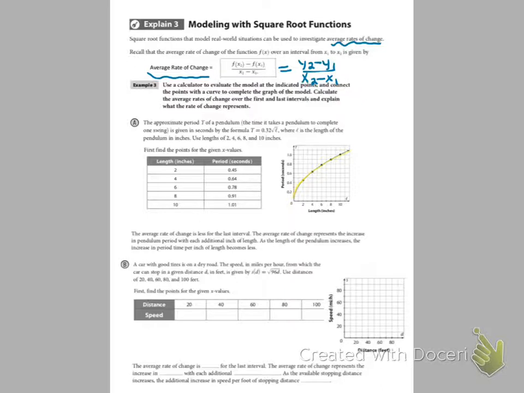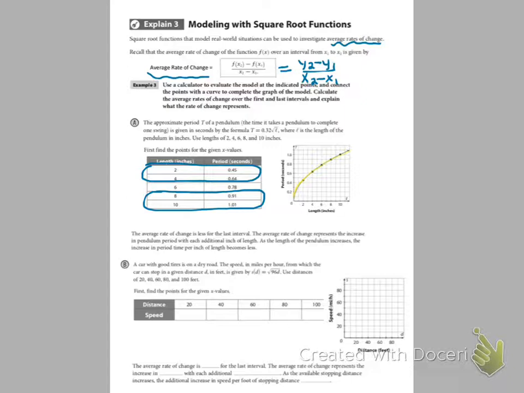And so we want to be able to calculate the rate of change in different intervals of the situation. So it says to use a calculator to evaluate the model at the indicated points and connect the points with a curve to complete the graph of the model. Calculate the average rate of change over the first and last intervals and explain what the rate of change represents. They've already generated the points for us, but they want us to take the first interval, which would be these 2 points, and then the last interval, which would be these 2 coordinates, and calculate the rate of change and compare them.